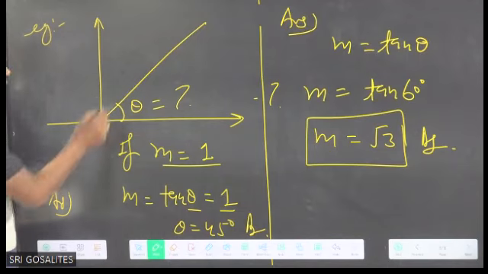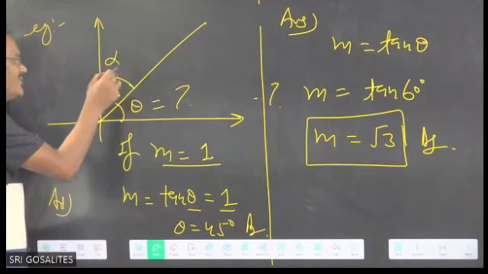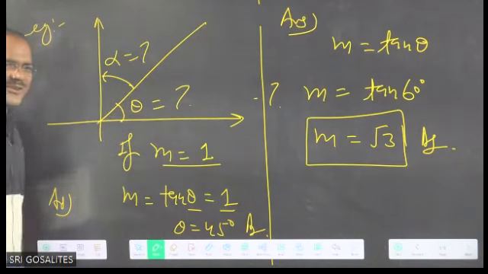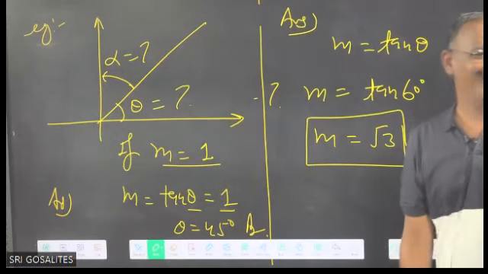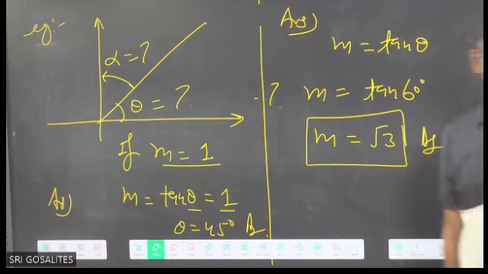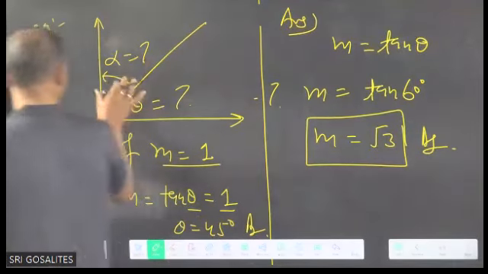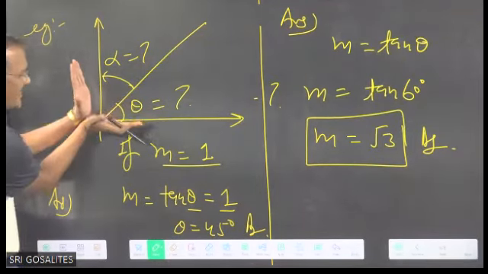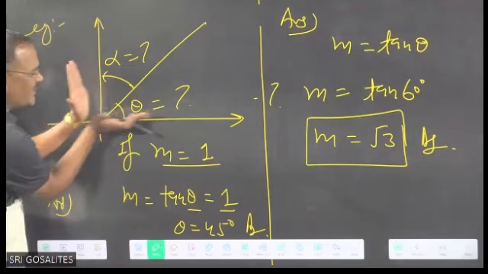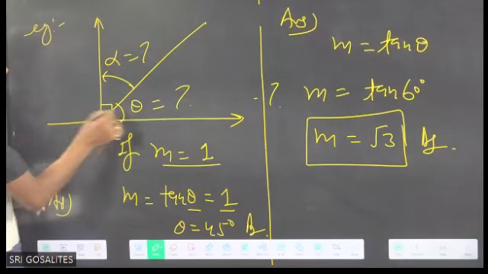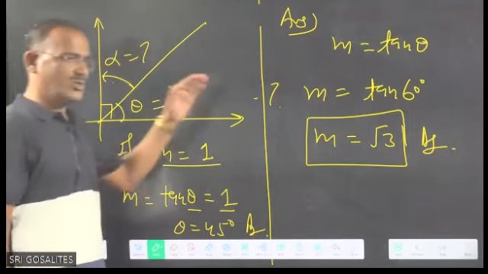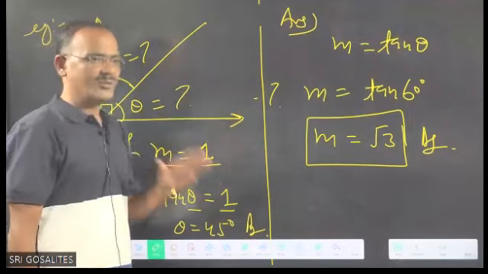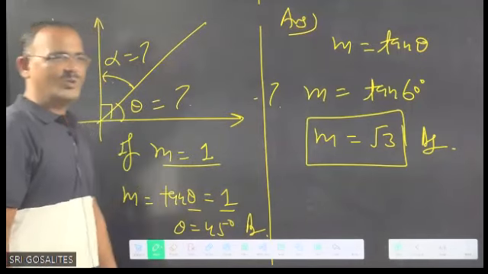Okay, suppose this angle I call alpha. What is alpha? Because this is 45, this is 45. What is the angle between x and y? 90. This is 45, so how much is this? 45. So this is about the slope for the line passing through the origin.